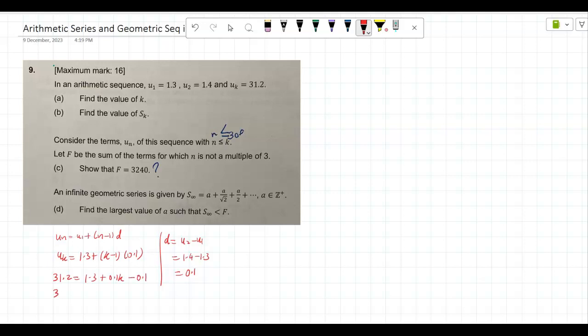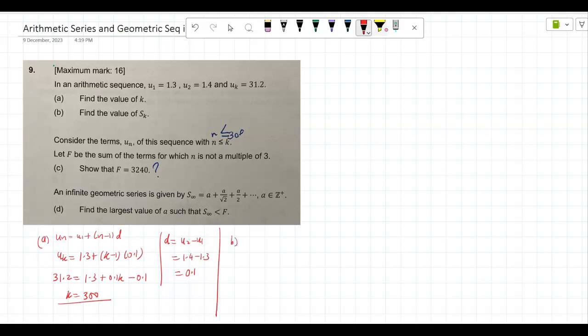The answer is 300. I put it in the GDC. K is equal to 300. Put it in the GDC, and yes, it is 300 indeed. Now part B.